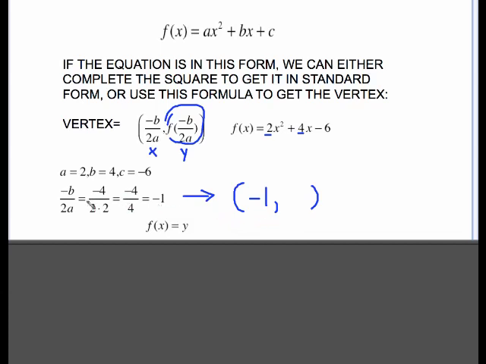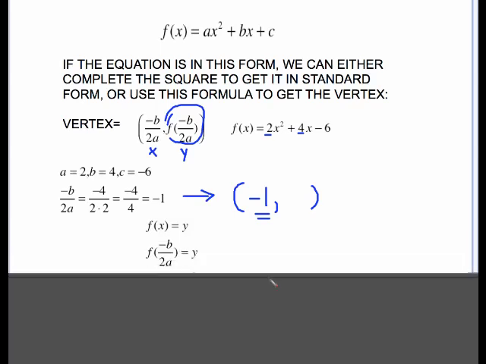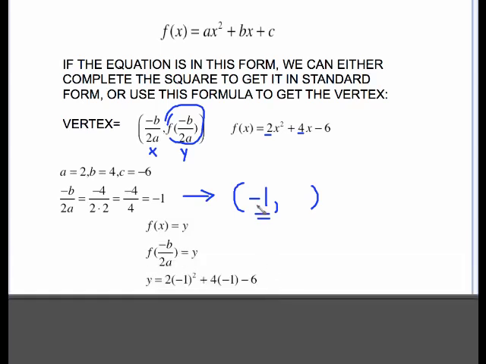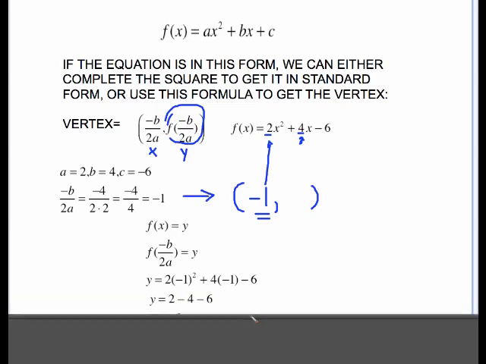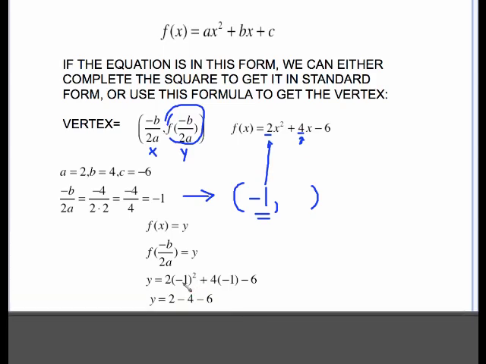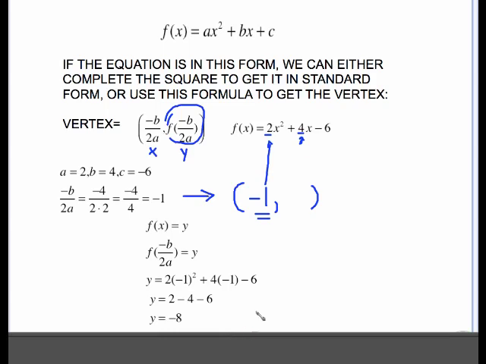So once you do negative b over 2a and get this answer, all you have to do now is plug in that negative 1 into that function where you see x. So I have 2 times negative 1 squared plus 4 times negative 1 minus 6. Do the arithmetic. Negative 1 squared is a positive 1 times 2 gives me 2. 4 times negative 1 is a negative 4, and the negative 6 just tags along. Do your arithmetic there, and you get negative 8. So the vertex on this is negative 8.